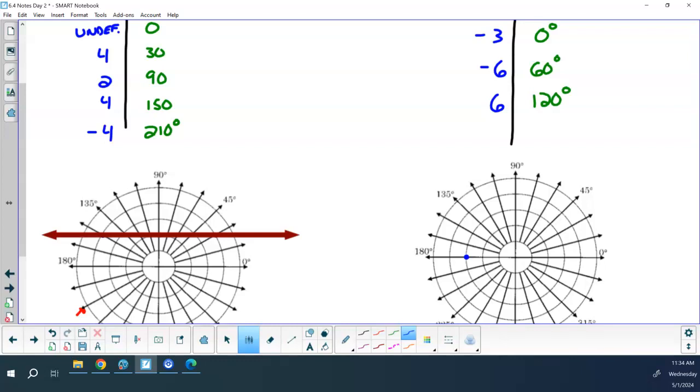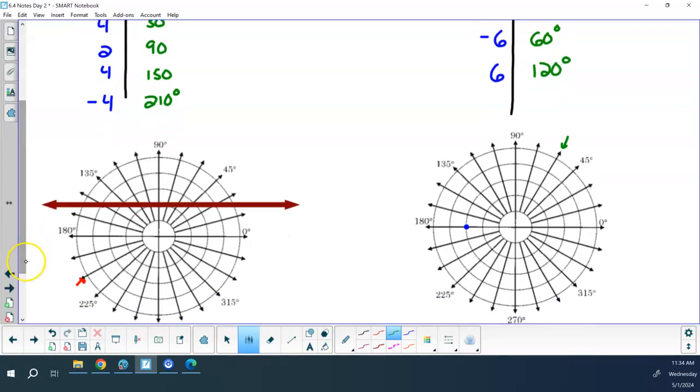If I go 60 degrees, this is the 60 degree line right there. So I go negative 6, which means I go down or backwards through the pole. 1, 2, 3, make sure I'm on the right line. 1, 2, 3, 4, 5, and 6 right there. 120 degrees would be this line, 1, 2, 3, 4, 5, and 6 right there. Ooh, I was off a little bit on that bottom one. You have nice spacing. Okay, all right. So what are the calculators?